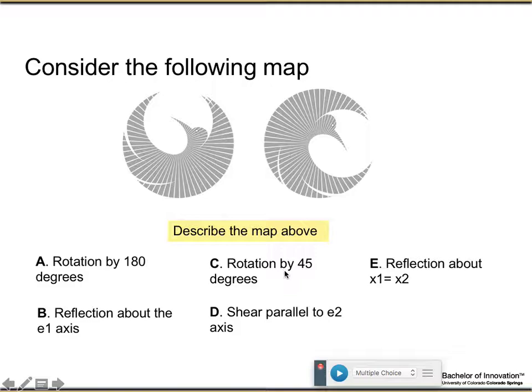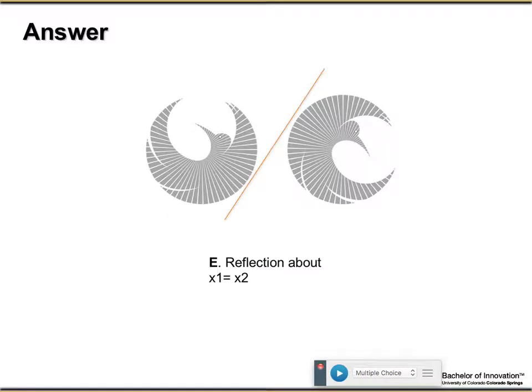So why is it not a reflection around the E1 axis? Right, so the tips of its wings would be pointing down or whatever. So reflections around the axis can't also look like a rotation. This one was a little tricky because it looks a little bit like a rotation. So the correct answer was E, a reflection around the line x1 equals x2. We can do reflection around any line we want that goes through the origin, and they will give you different things.